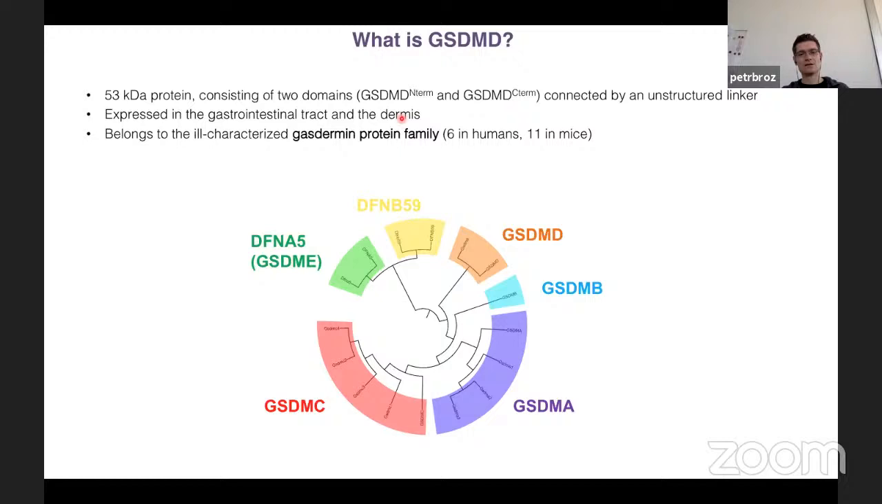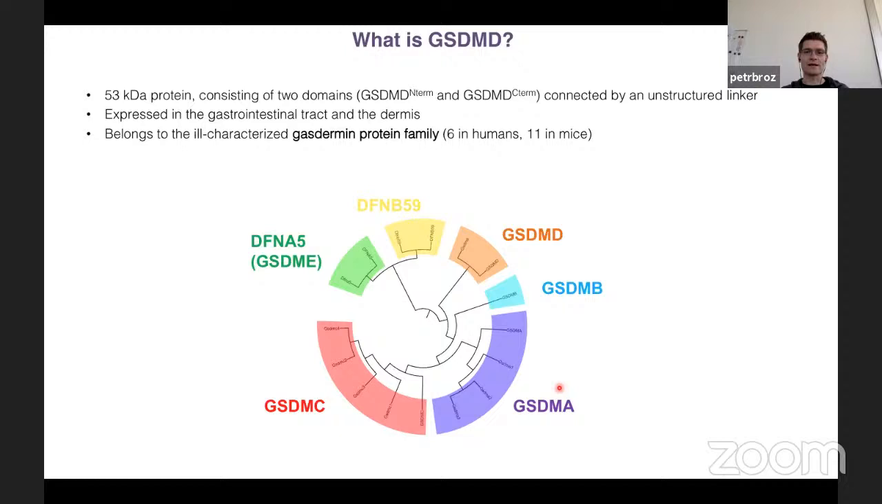Gasdermin D is part of a protein family called the gasdermins. This has 6 members in humans and 11 in mice. The first one that was actually identified, 20 years ago, was gasdermin A, expressed in the GI tract and the dermis. There are slightly different numbers between humans and mice, but basically the same structure for all of these proteins: an N-terminal domain, a linker, and a C-terminal domain.